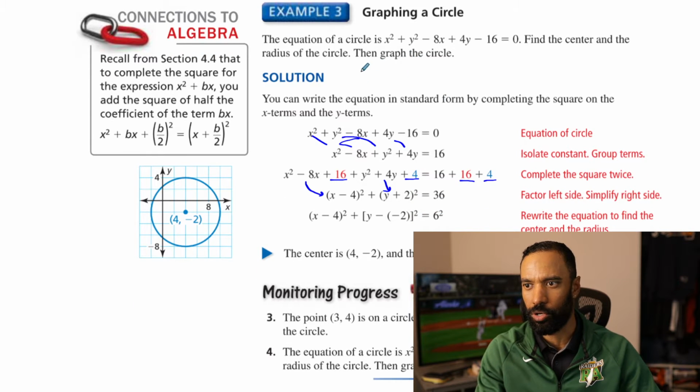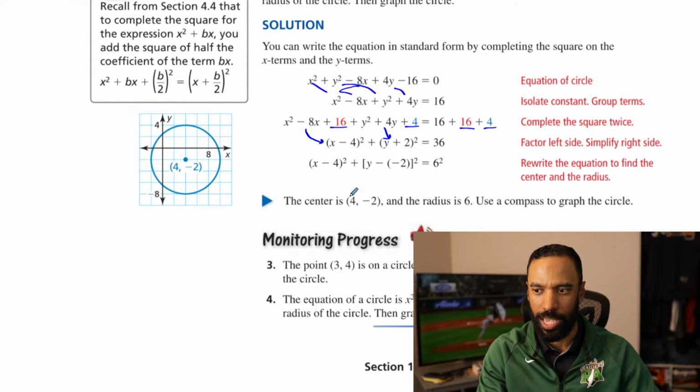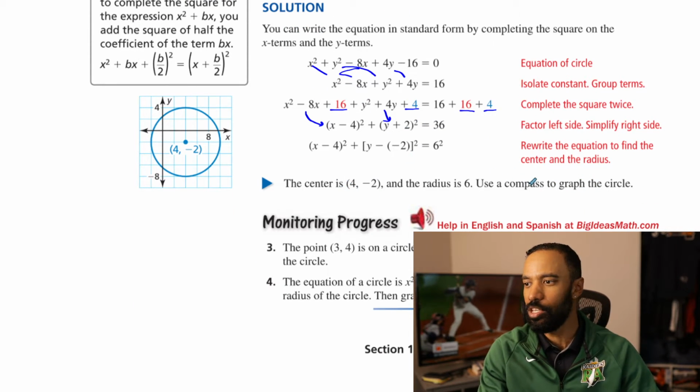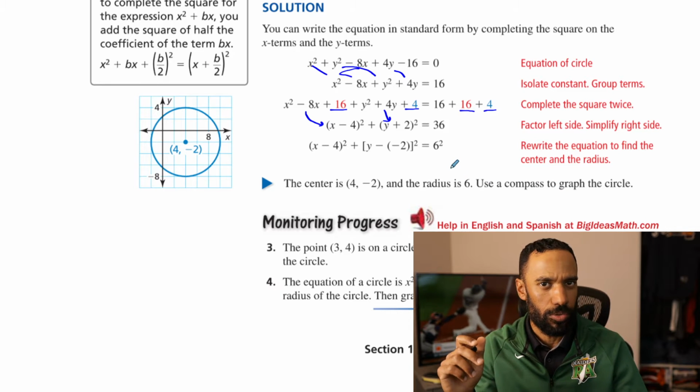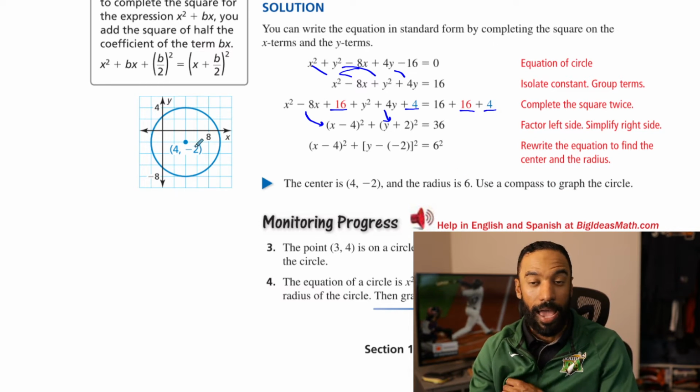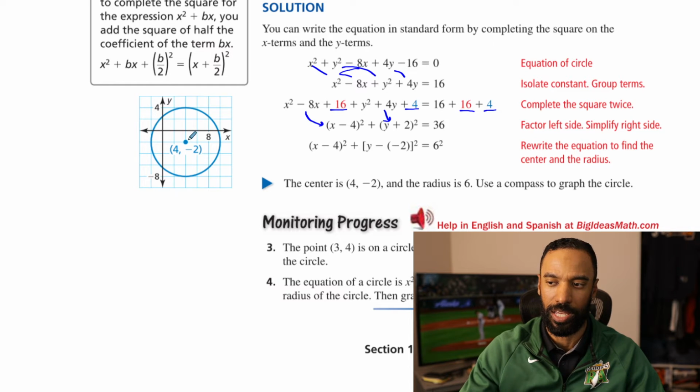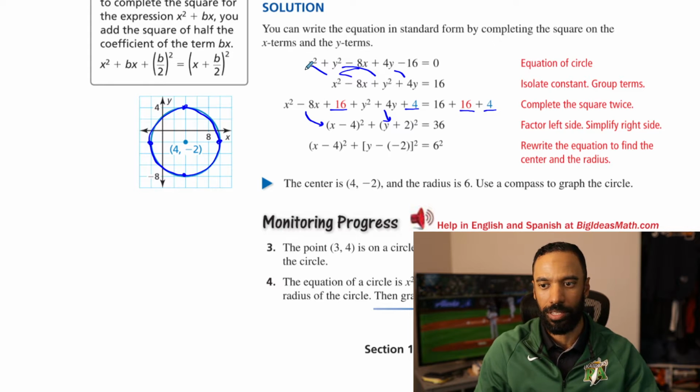Did they ask us to graph it? They said then graph the circle. Find the center and then graph it. So with that center, here's how we would graph it. They said use a compass. I probably won't use a compass. I have a circle tool, but what I'm going to do is count 6 units right, left, up, and down, and then draw my best circle around that. That's what I'll do for my students, at least.